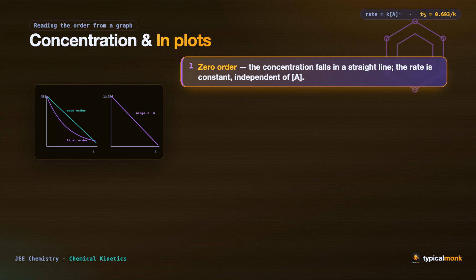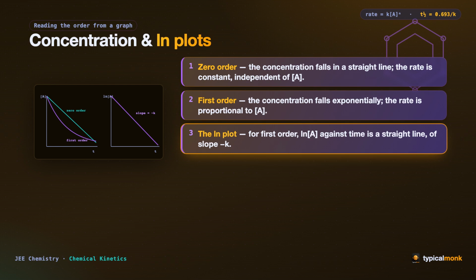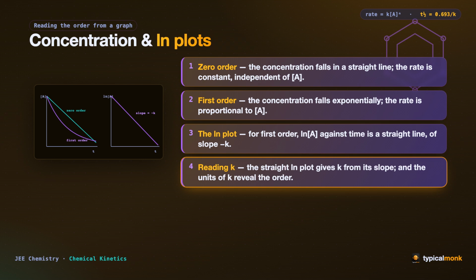Now look at the graphs, concentration against time on the left, and ln of concentration against time on the right. Zero order. The concentration falls in a straight line. The rate is constant and independent of the concentration of A. First order. The concentration falls exponentially, and the rate is proportional to the concentration of A. The ln plot for a first order reaction, ln of [A] against time, is a straight line of slope minus k. And reading k, that straight ln plot gives k directly from its slope, and the units of k, in turn, reveal the order of the reaction.